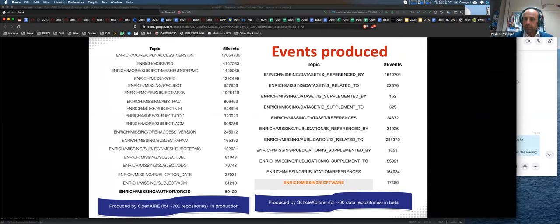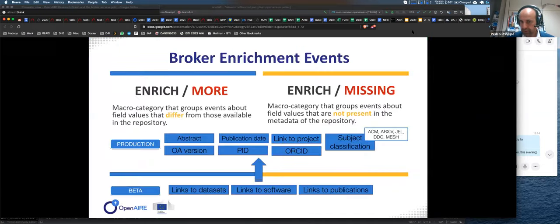I'm not sure what you want. Just ask here what you want to know better. Maybe we can explain with the code, the slide with the code. So here we have the different events that we have.